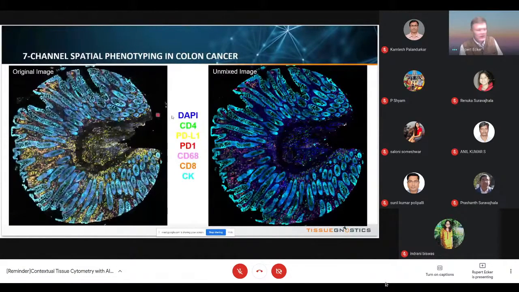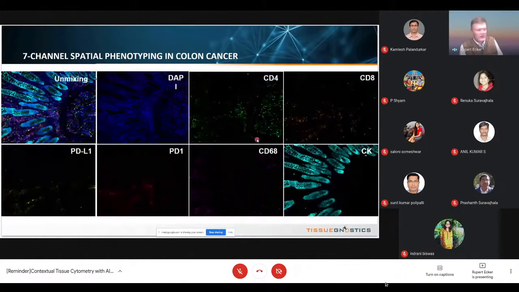So you get a very detailed analysis on the single cell level. Here again, we have 7-color immunostaining. It's one of those immune checkpoint marker combinations acquired with spectral imaging. This is the original image. After spectral unmixing, we get a very clear and brilliant image of this tumor. Here you see the individual channels.